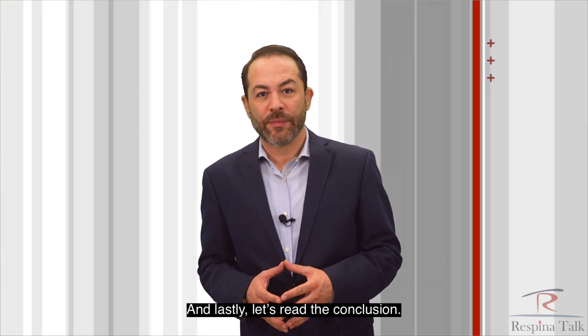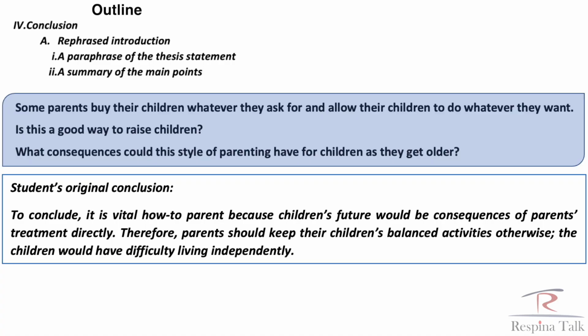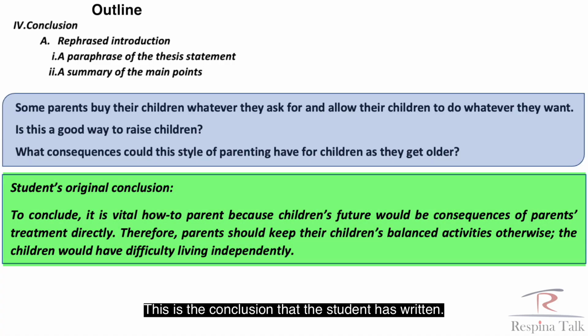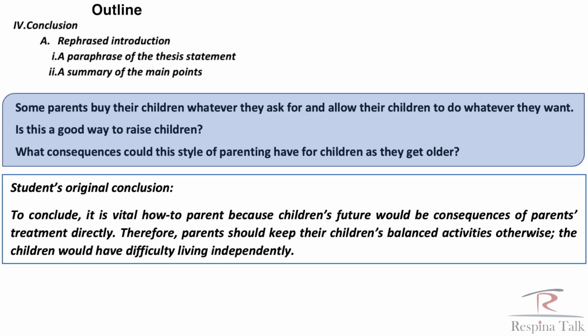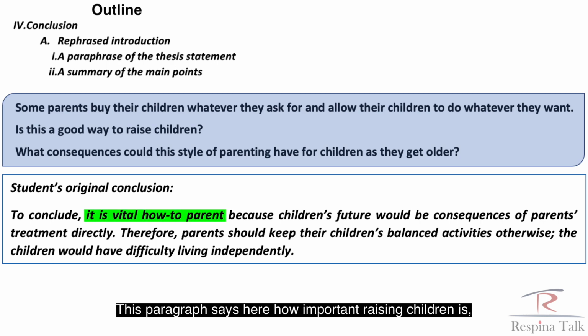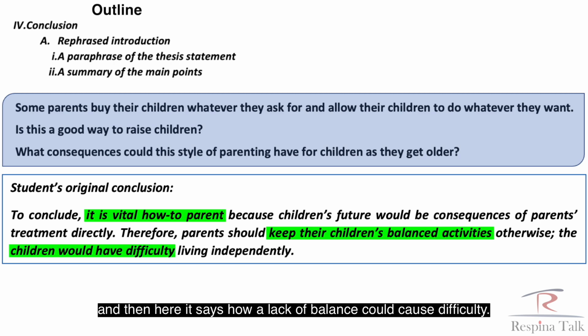And lastly, let's read the conclusion. This is the conclusion that the student has written. Please pause your video, take a look at the conclusion, and then play your video again. This paragraph says here how important raising children is. Then in here, it says how their activities should be balanced. And then here, it says how a lack of balance could cause difficulty.